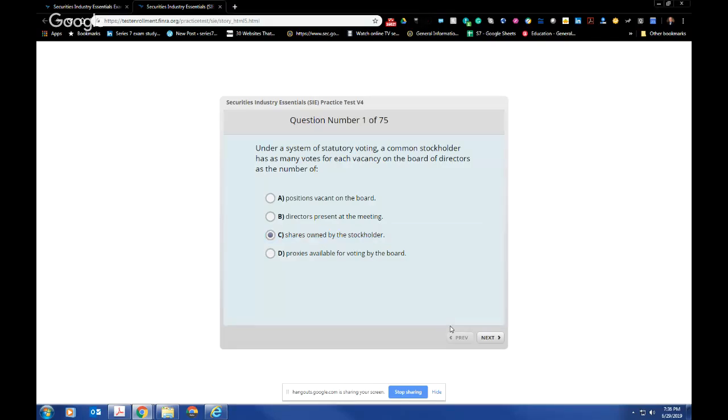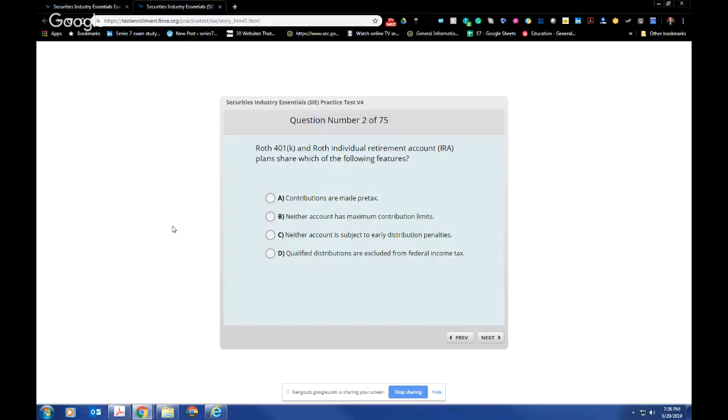Roth 401k and Roth individual retirement account plans share which of the following features? So when I hear Roth, I know that everything is done after tax. Contributions are always after tax, and they grow tax-free, the greatest thing ever invented in the history of Wall Street. So let's start with the bottom. Qualified distributions are excluded from federal tax. Yes, you don't pay tax on it.